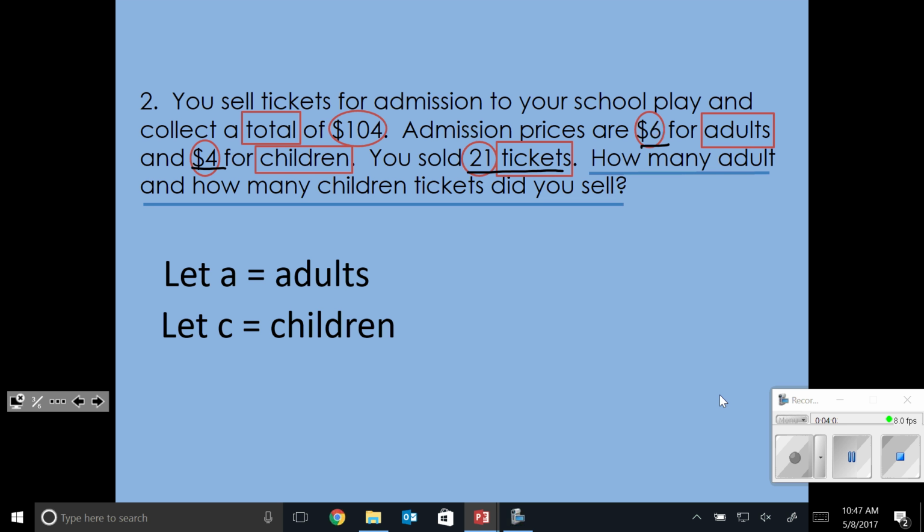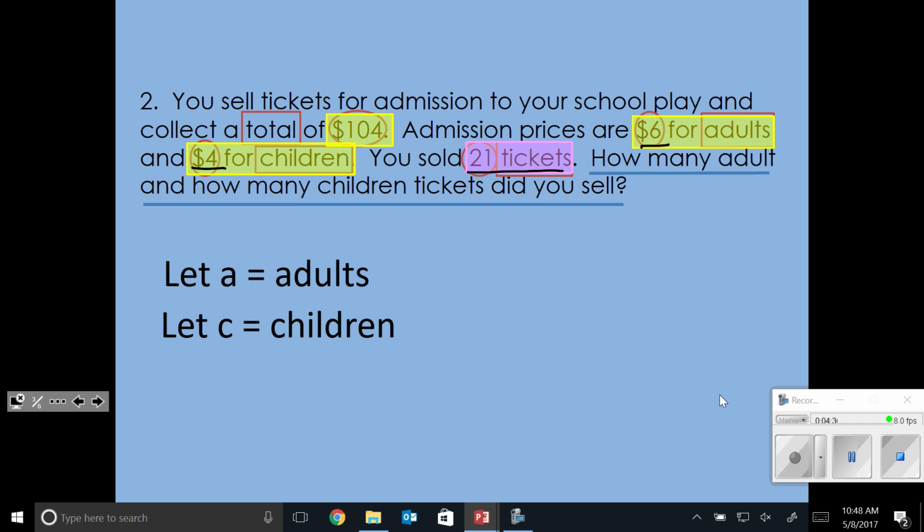So now let's highlight the two situations. For this one, we're really looking at the money involved and then the amount of tickets sold. So the first thing we'll highlight is all of the ones with dollar signs because they go together. These are the amount of tickets that the $6 for adults, the $4 for children, that totaled up to $104. So that's all going to be in one equation. And then with the other highlighter, the only other number we have involved is how many tickets total. So that would be the 21 tickets for our second equation.